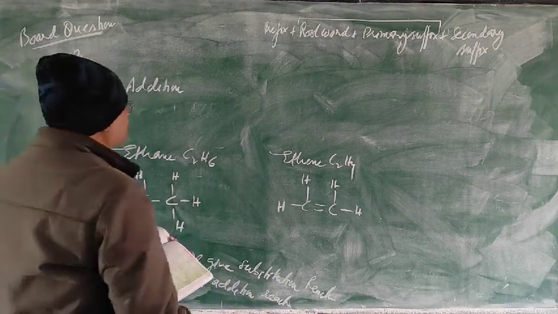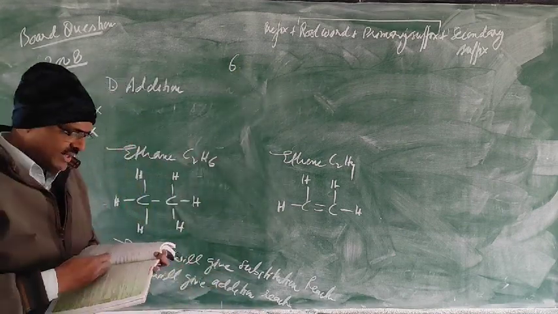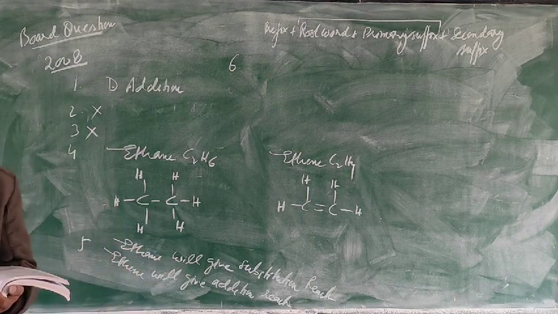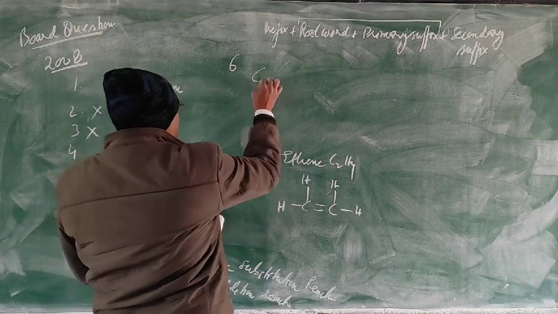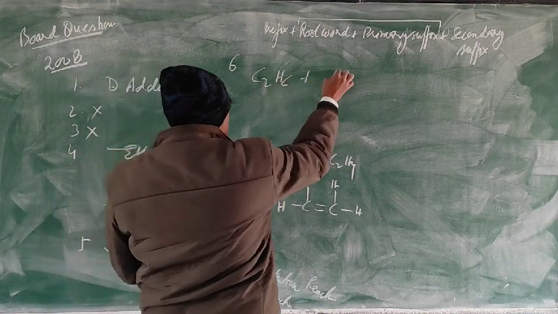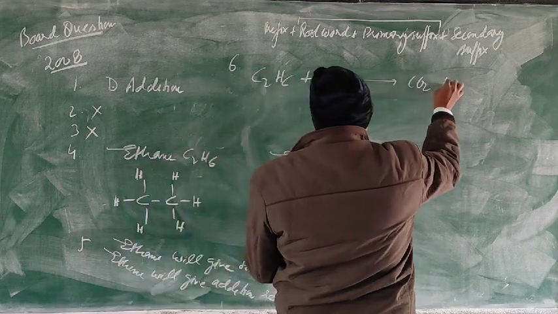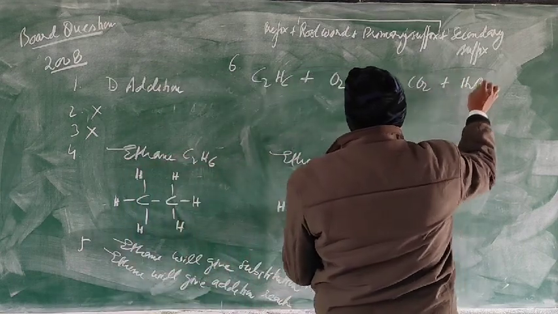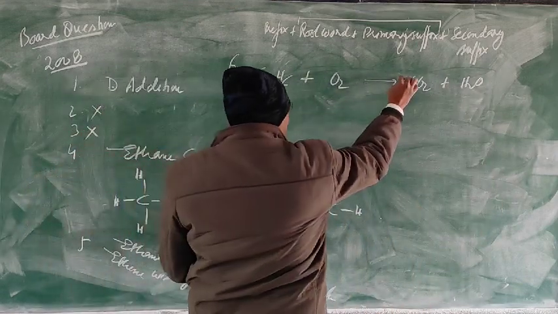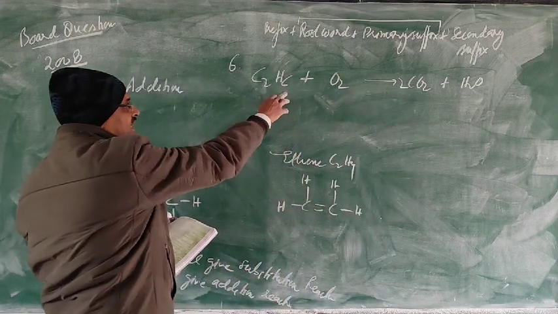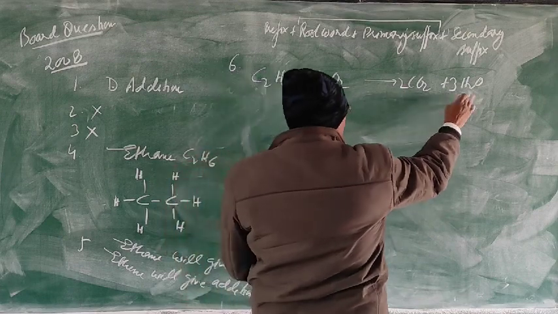Now the sixth one. Write the equation for complete combustion of ethane. Ethane is C2H6. Burn it, complete combustion. It will form carbon dioxide and water vapor. Carbon has 2 atoms, so 2 molecules of carbon dioxide; hydrogen 6, half of 6 is 3 molecules of water. Now oxygen atoms: 2 twos are 4, plus 3 is 7.